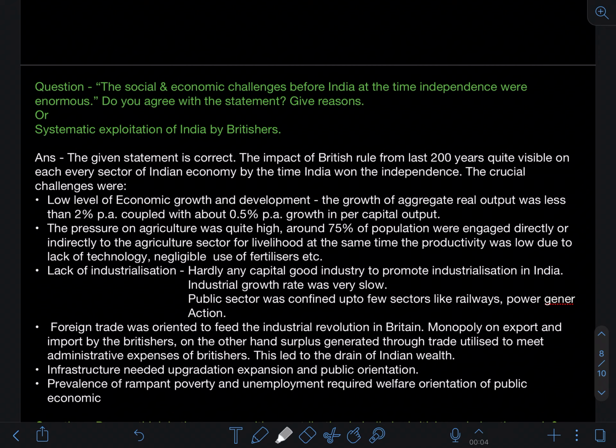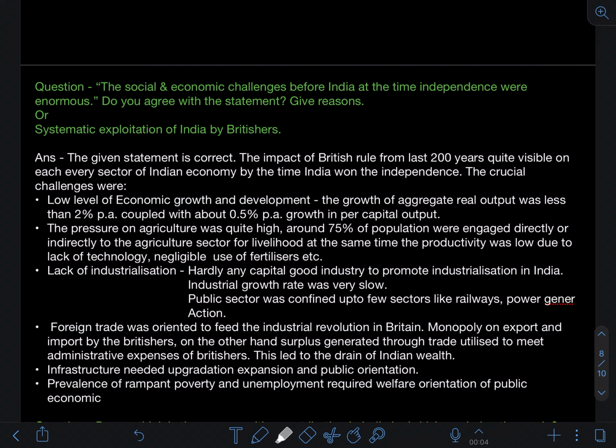Let's start with this. The given statement is correct. As I told you, never start your answer with 'I agree with the statement' or 'this statement is true.' No, say 'the given statement is correct.' No doubt, we are summing up the chapter, so in this you have to mention all the factors, like level of employment, economic growth, agriculture, industry, foreign trade, infrastructure, each and everything you have to bring into the answer. It would probably be a 6 marker question. So what do you need to write in this?